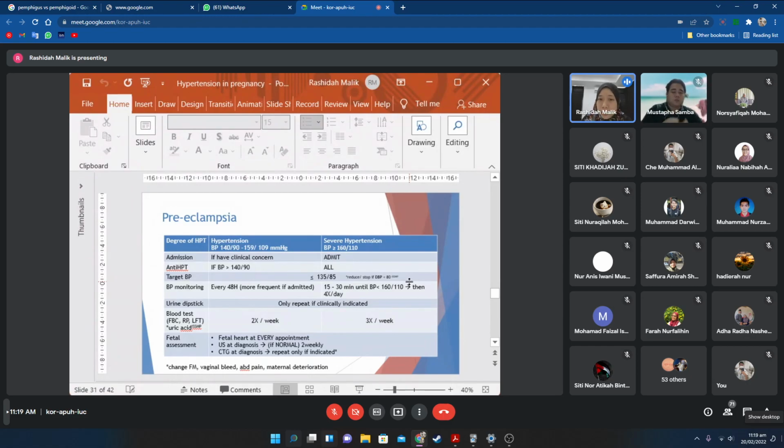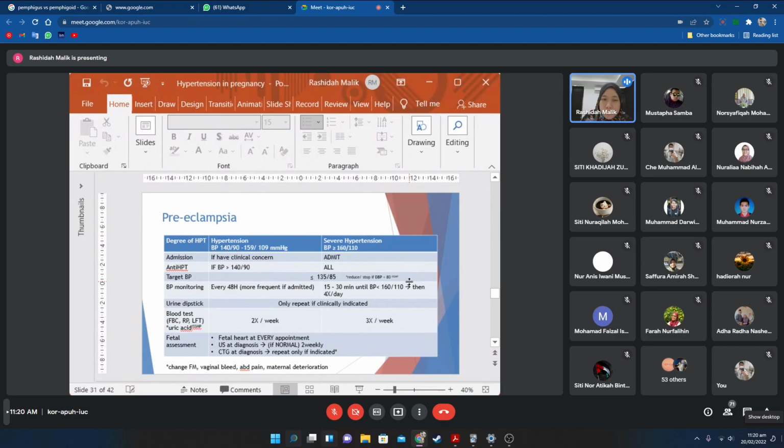If it is admitted, you will need to bring down the BP, measuring BP every 15 to 30 minutes. When the BP is okay, it is 4 times a day, 6 hourly or 4 hourly. How is it different in preeclampsia with gestational hypertension?